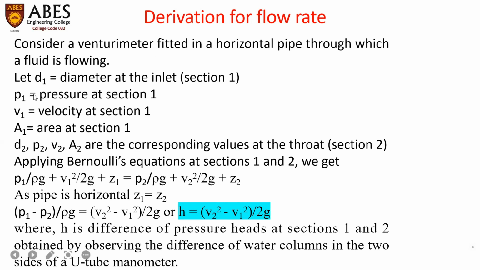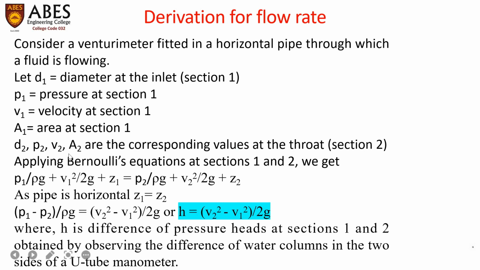Here we can consider some parameters. D1, the diameter at the inlet. P1, pressure at section 1 or the inlet. V1, velocity at section 1. A1, area at section 1. All these parameters are considered at section 1. And similarly, the parameters D2, P2, V2, A2 are considered at the throat section, that is section 2. Because I told you earlier that section 1 is the inlet of the Venturimeter and section 2 is the throat.